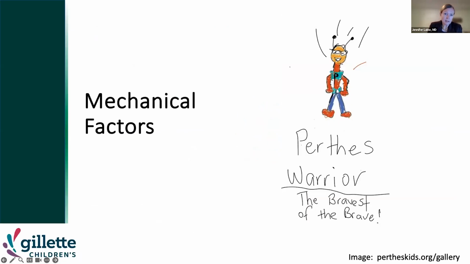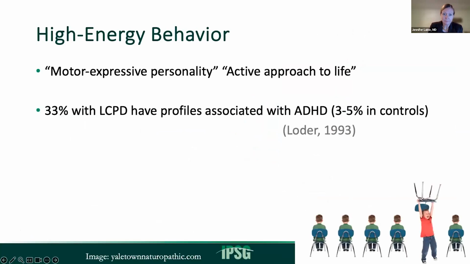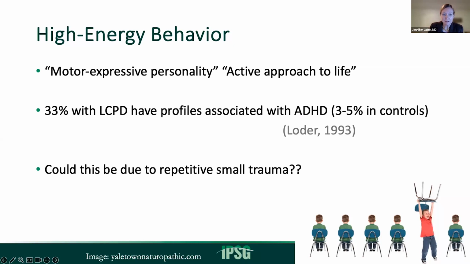Then there was also thinking that there may be mechanical factors involved. While not every Perthes child is high energy, many of them have been associated with a motor expressive personality or an active approach to life. And it's been found that there's a higher rate of ADHD in kids with Perthes than in non-Perthes peers. So maybe there's an association with repetitive small trauma. If you have a child that is more active than their peers, if they're jumping 100 more times a day than their peers, maybe that could play a role in getting Perthes disease.